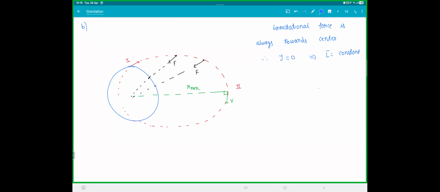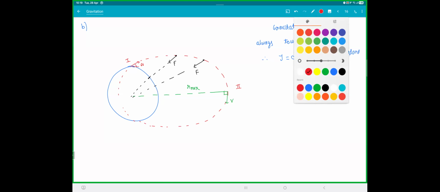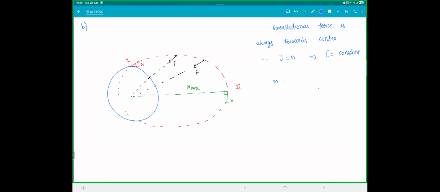So initial angular momentum, remember this is projected at 60 degrees. So initial angular momentum will be m v cos 60, m v perpendicular into r. This must be equal to, let's call it mu, m v small r. So this will be one relation: u r by 2 is equal to v into small r.